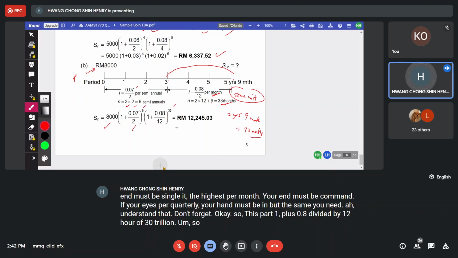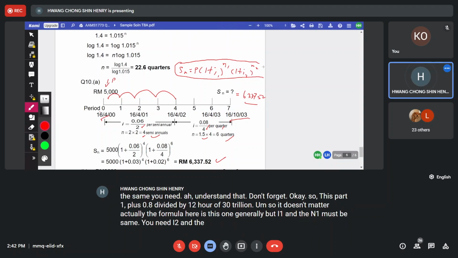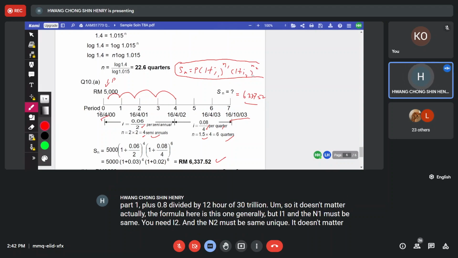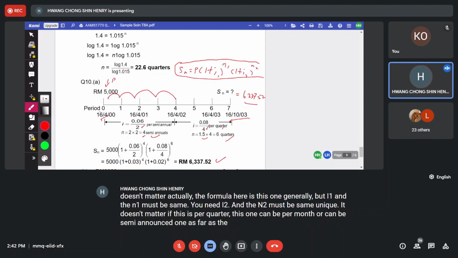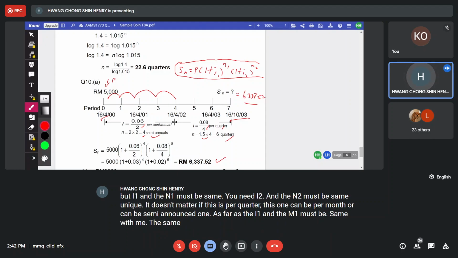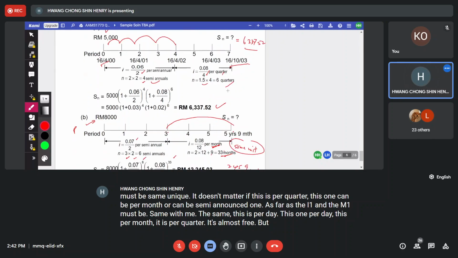So it doesn't matter. Actually, the formula here is this one. Generally, the I1 and the N1 must be same unit. I2 and the N2 must be same unit. It doesn't matter if this is per quarter, this one can be per month or can be semi-annual and so on. As long as the I1 and the N1 are the same unit. Understand? If this is per day, this one per day. If this per month, this one per month. If this is per quarter, this one must be per quarter. Anyone understand?